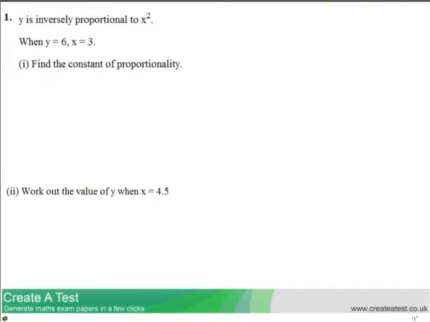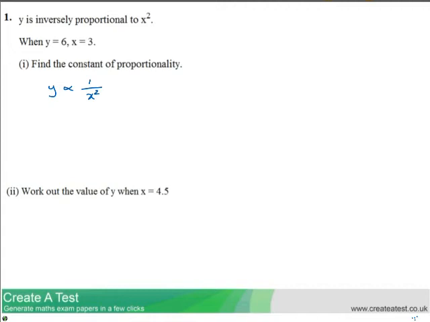Today looking at a question involving inverse proportion. The question starts: y is inversely proportional to x squared. How we would normally write this in maths is y, this backwards kind of fish, 1 over x squared. What does inversely proportional mean? Well, it means when y gets bigger, x squared gets smaller. When x squared gets smaller, y gets bigger.